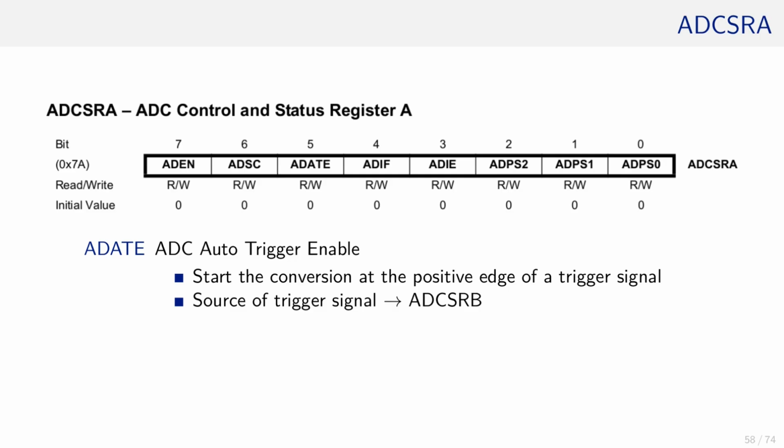And the other interesting bit is ADATE, which is an ADC auto trigger enable. There is the option to automatically sample the analog value not only by setting ADSC in software, but by selecting other sources.